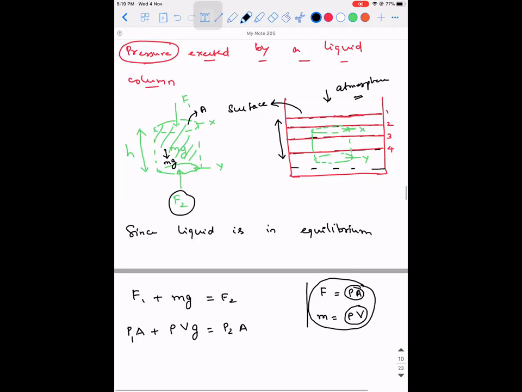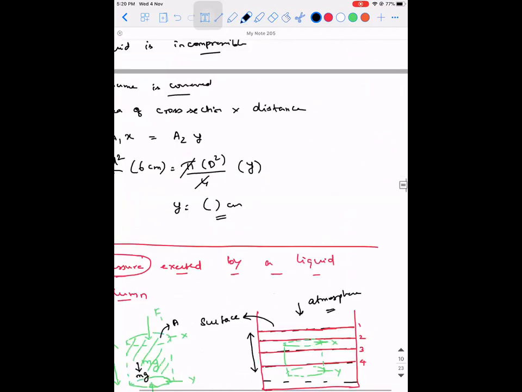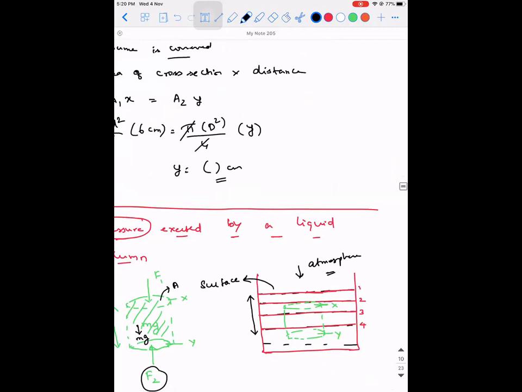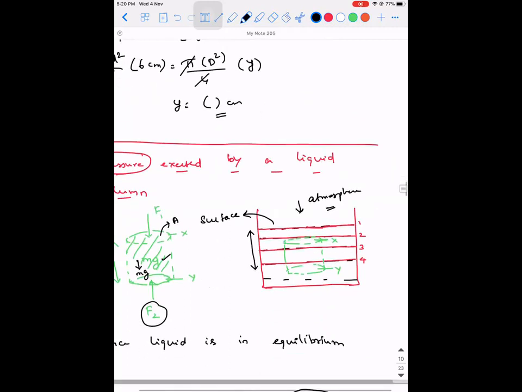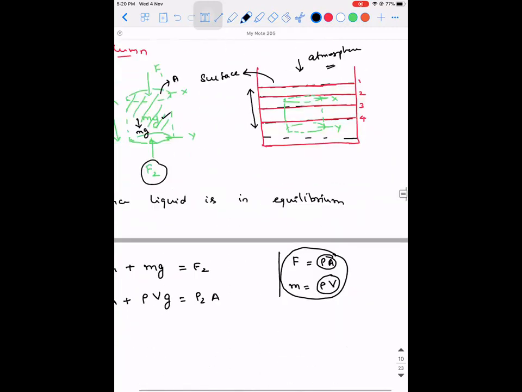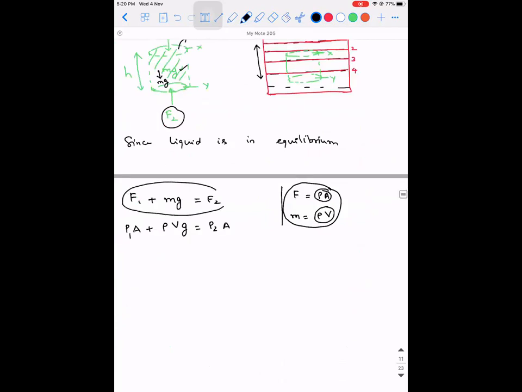Here one confusion that will arise is, in the case of Pascal's law, we are ignoring the effect of gravity. Look at this mathematical equation. If I ignore the effect of gravity, then which of the terms should not be used? mg will not be used. That is why we say that pressure is equally getting transmitted. Whereas when you take the effect of gravity into consideration, that mg is going to be there.